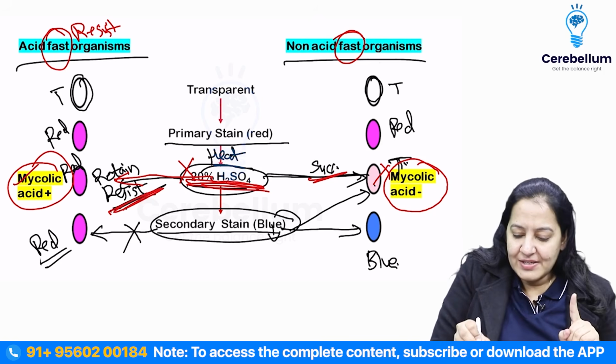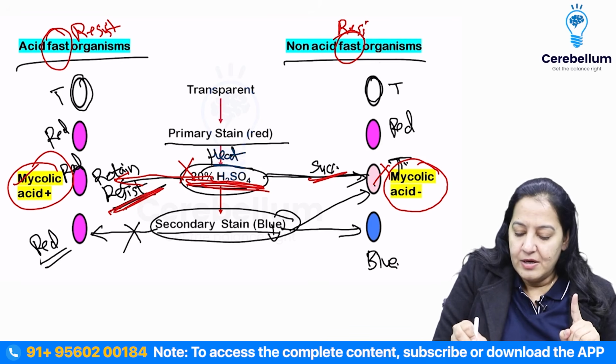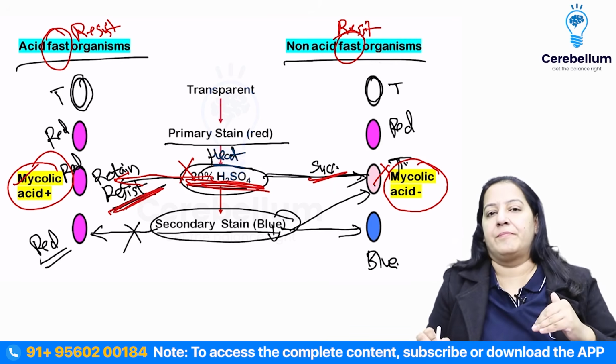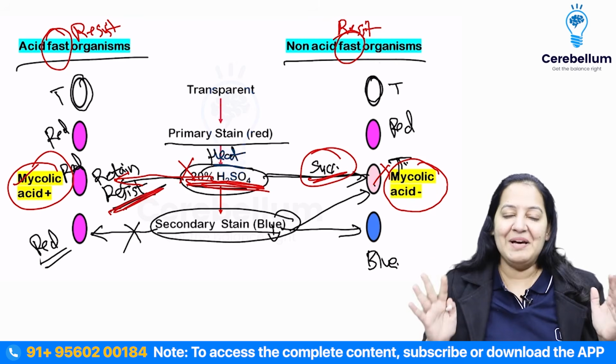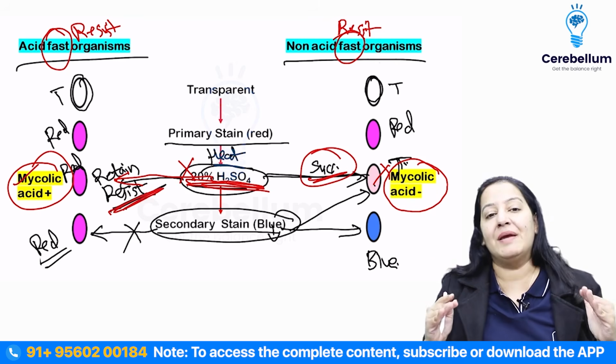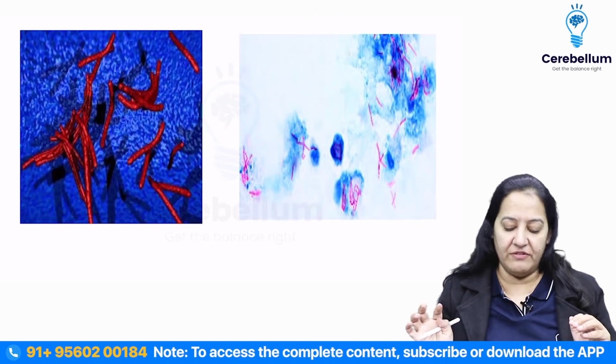And non-acid fast, read fast as resistant. So these are non-acid resistant organisms. Non-acid resistance means they are susceptible to H2SO4. So basically the meaning of fastness is resistance. So that is the meaning of the fastness.